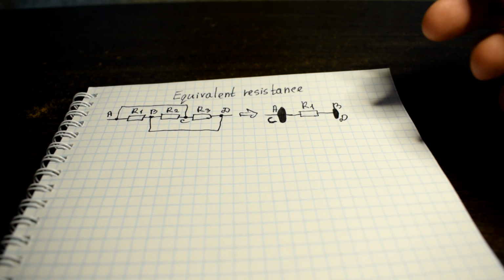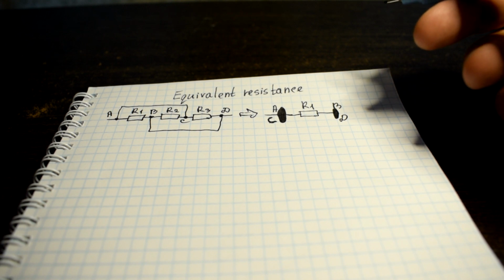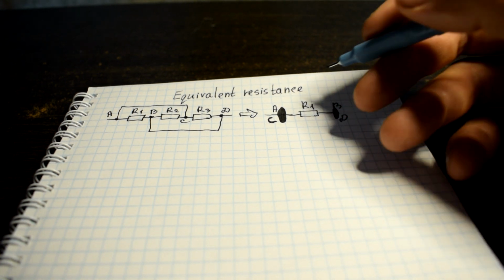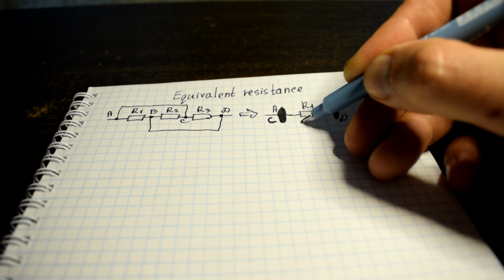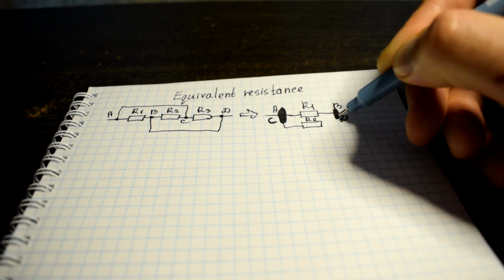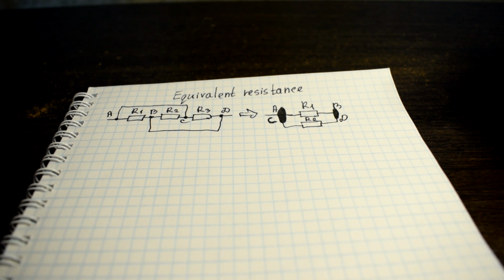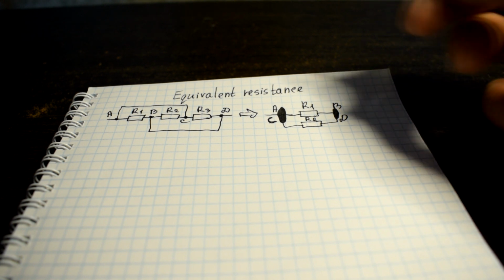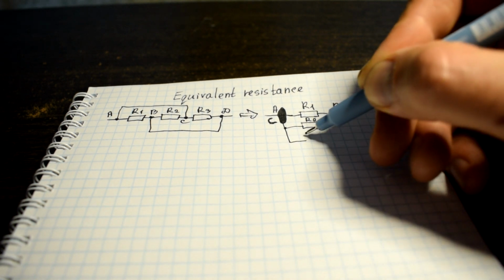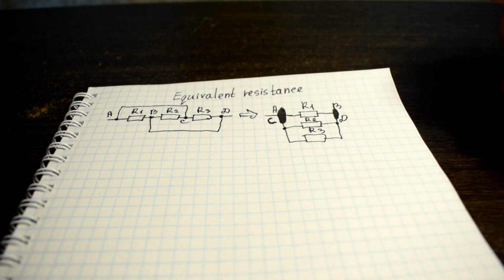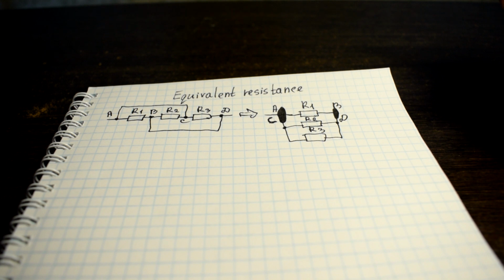From point B I get to point C, through resistor R2. And from point C I get to point D through resistor R3. So I got a parallel connection of the resistors.